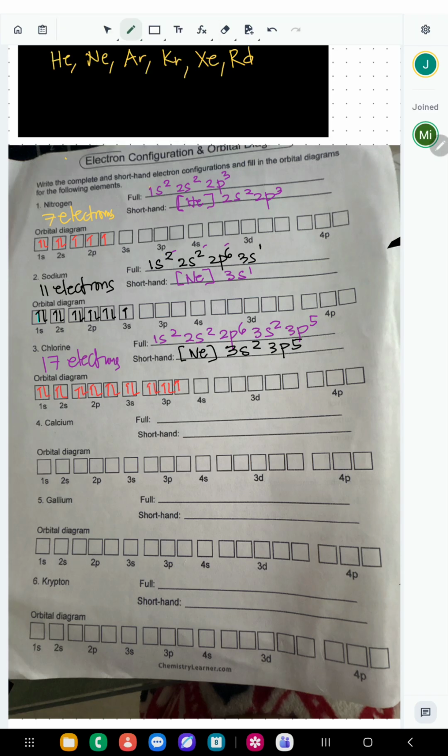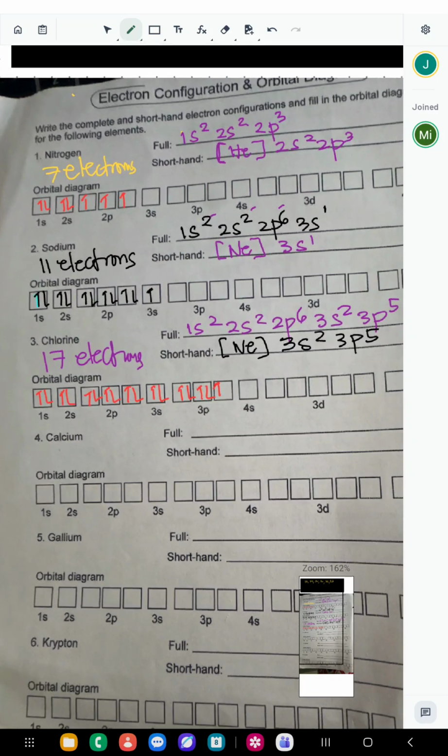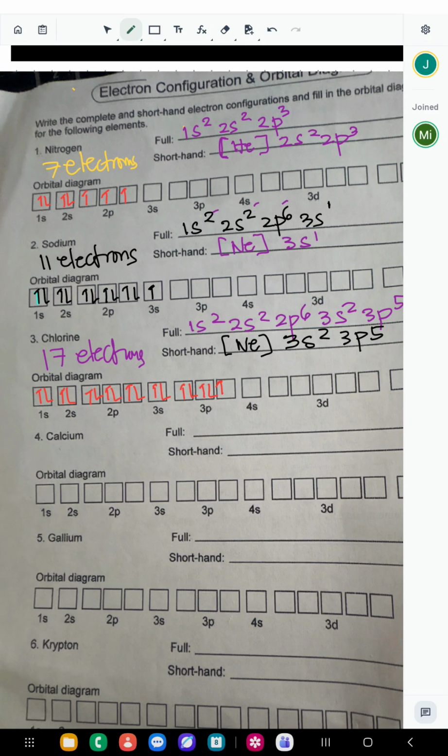And next one is, what's that? Calcium. Calcium? Yeah, I thought it's carbon. Calcium. Okay.